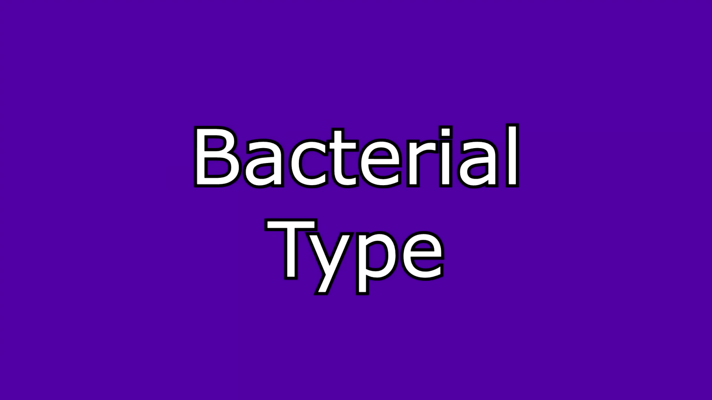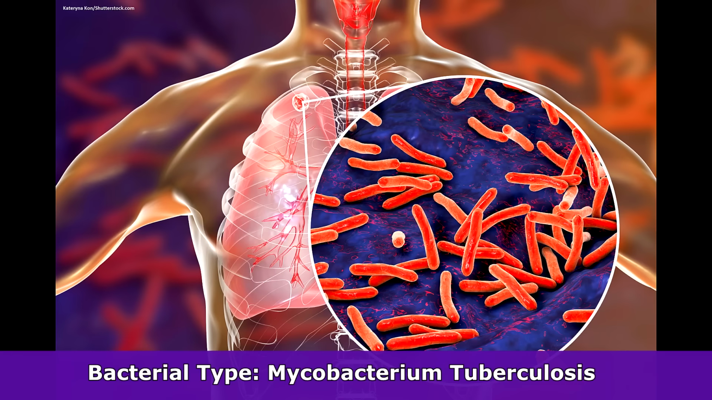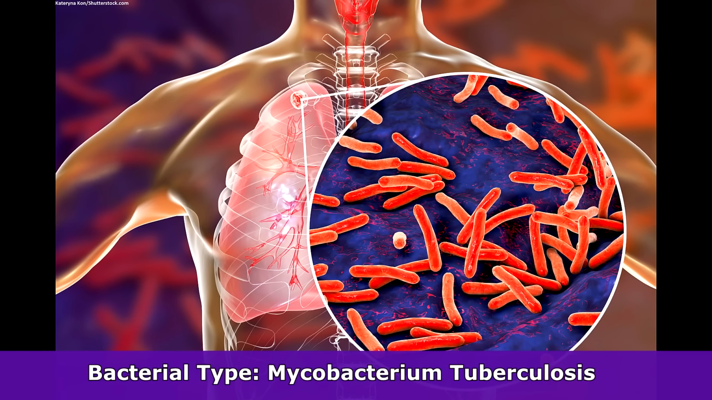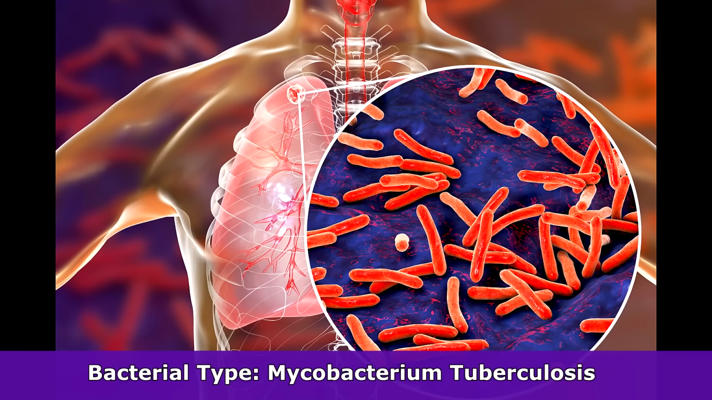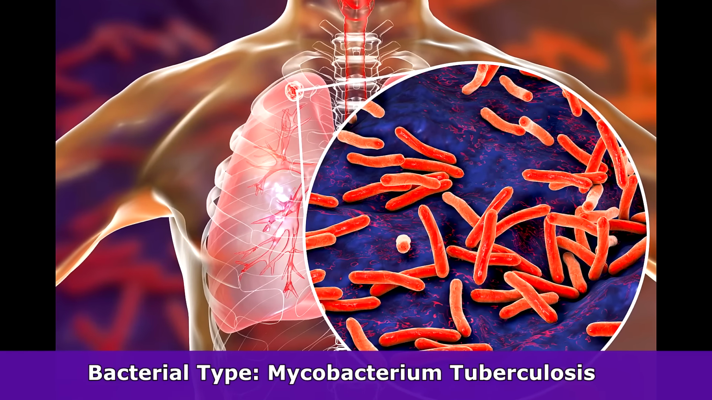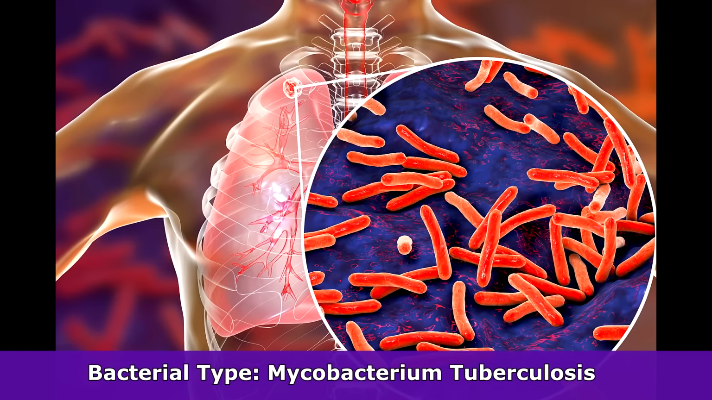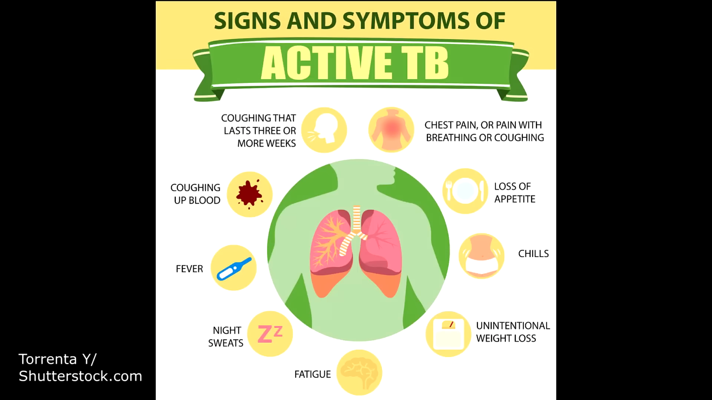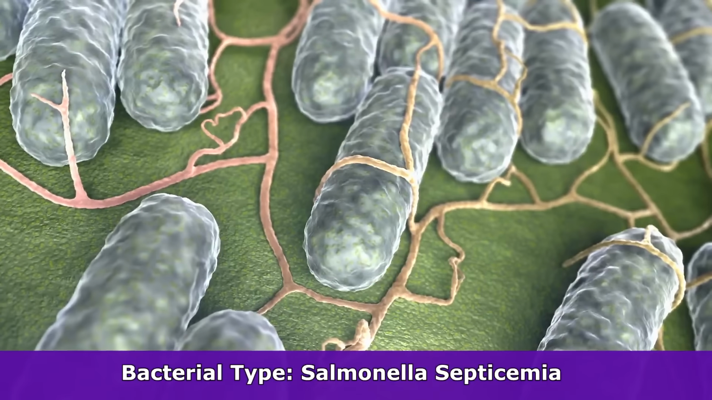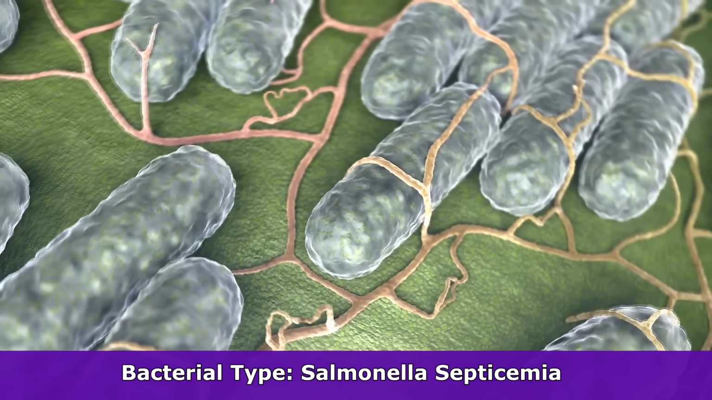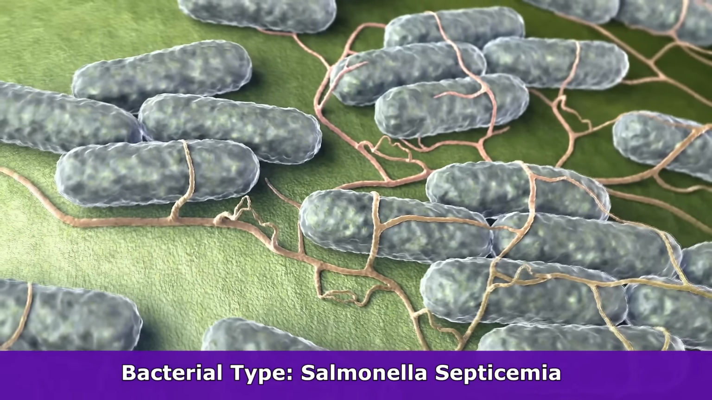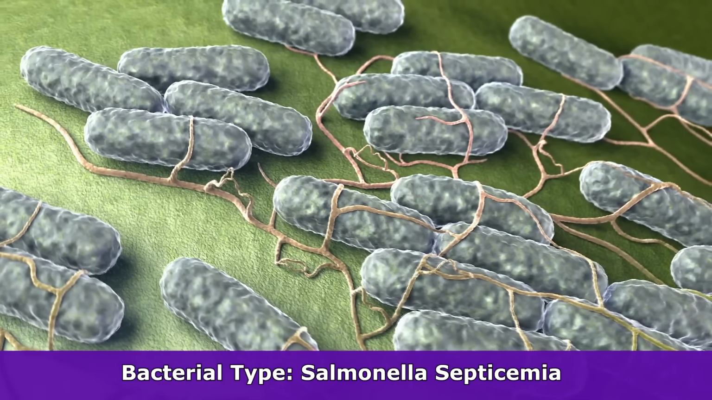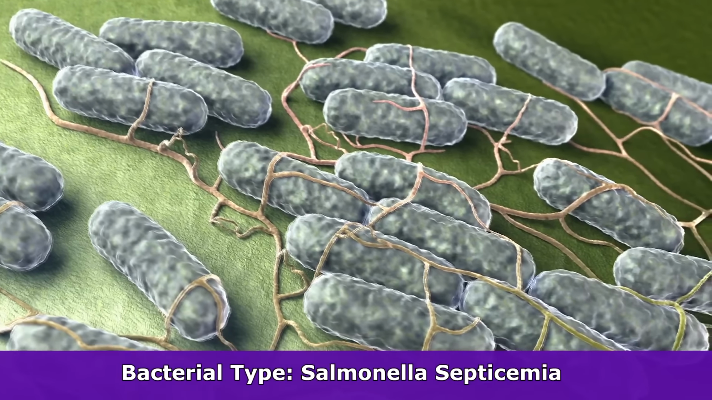Next is bacterial type. Some infections patients with advanced HIV are at risk for are Mycobacterium tuberculosis, so TB, and this is spread in the air and affects the lungs and other parts of the body like the brain. So you want to be watching out for signs and symptoms of night sweats, weight loss, trouble breathing, coughing. They can also be affected by Salmonella septicemia, and you get this from eating contaminated food or drinking water that has this bacteria in it. They won't be able to fight this off.